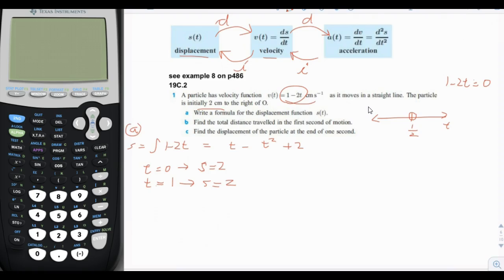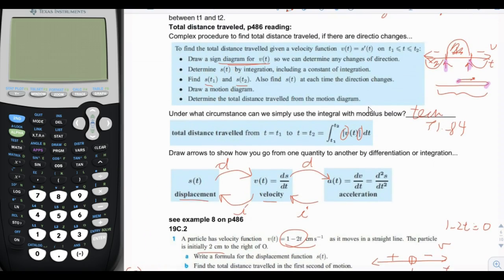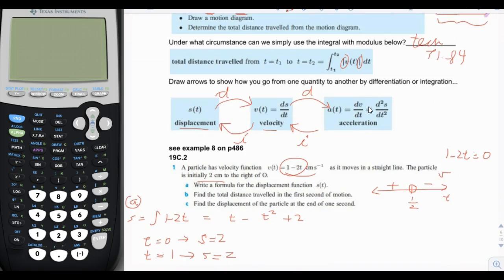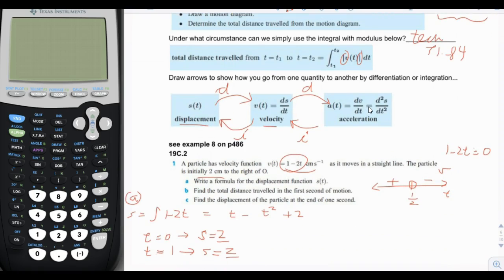That's the 0 point. And to the right, if we put a bigger number than 1/2, then we are going to get a negative velocity. And if we put a smaller number than 1/2, then we are going to get a positive velocity. So that is our sign diagram for velocity. And what's the next step here? The next step is to determine S of t by integration, okay, we already did that. And then we're going to find the displacement at t1 and t0, which would be 0 and 2, and we already did that too. We discovered that it's actually at the same position in both cases. It's at position 2 at the beginning and at the end.